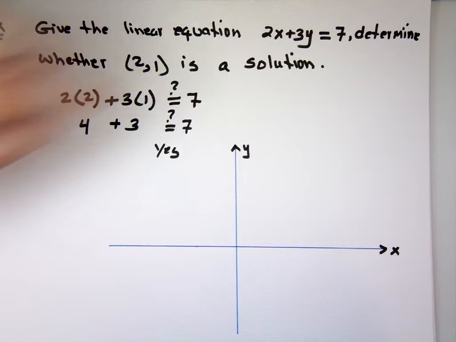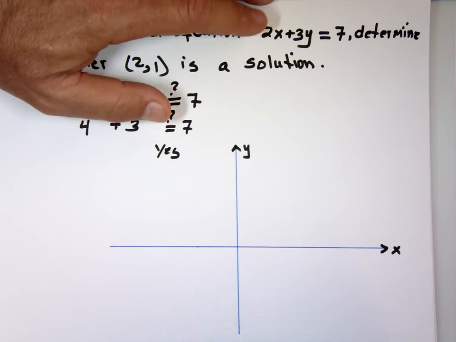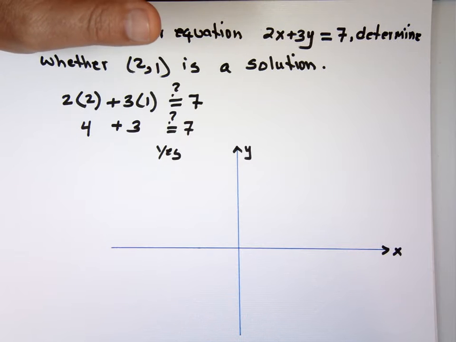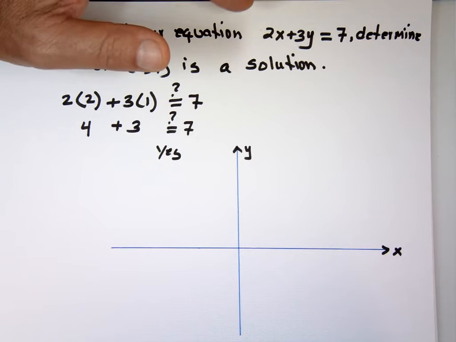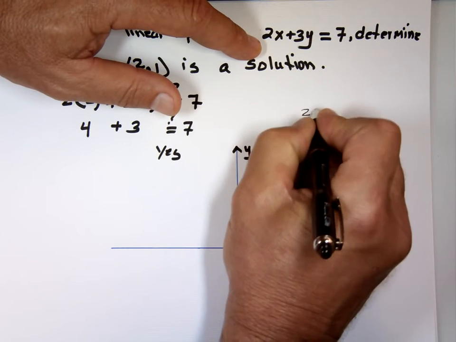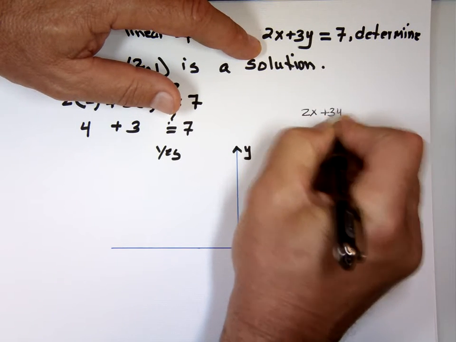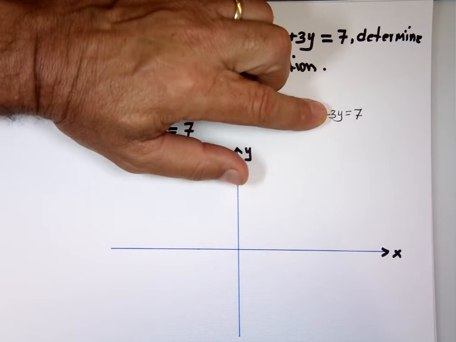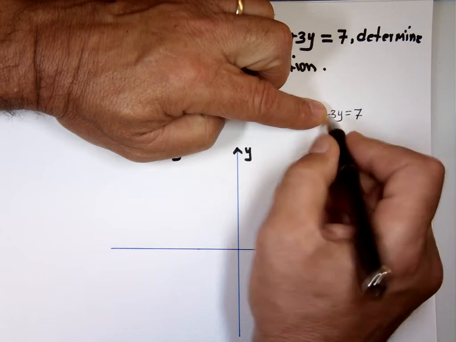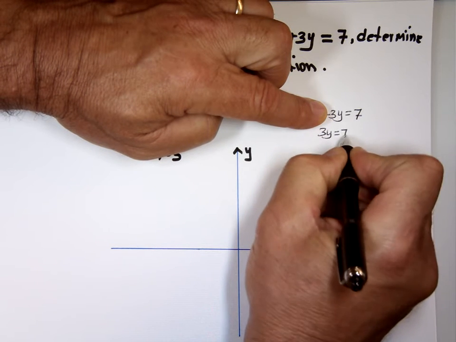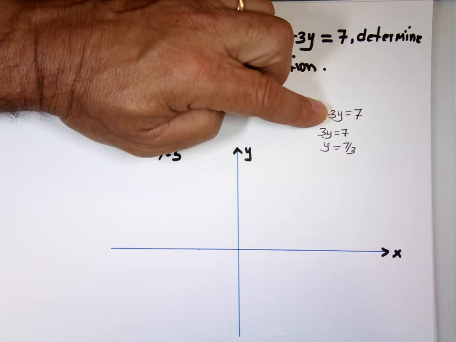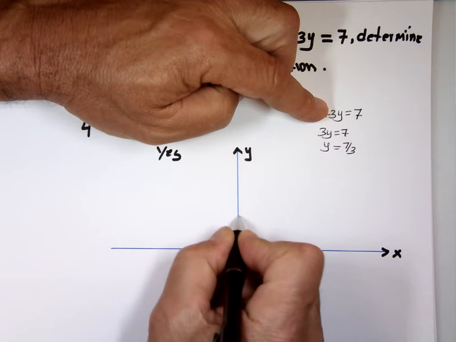Now, if I take the 2x plus 3y equals 7, and I find the x and the y intercept, I should be able to graph it. So 2x plus 3y equals 7. If I want to graph that, let's find the y-intercept. How do you find the y-intercept? You let x be 0. If x is 0, you have 3y equals 7. y equals 7 over 3, like 2 1/3. That's the y-intercept. That's right here.